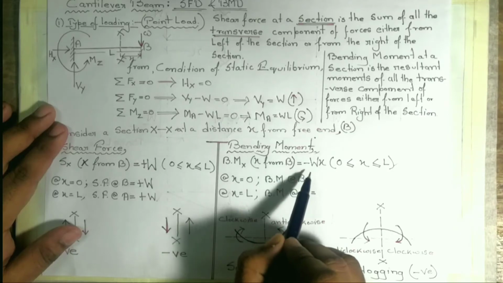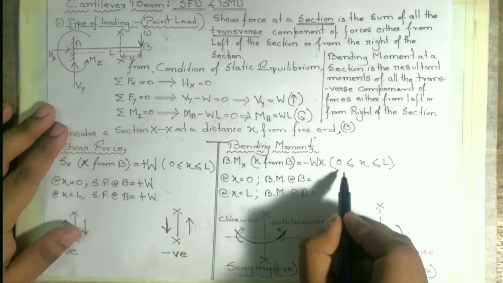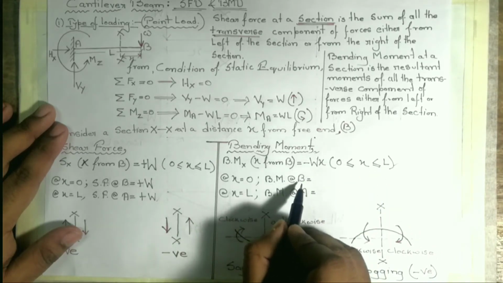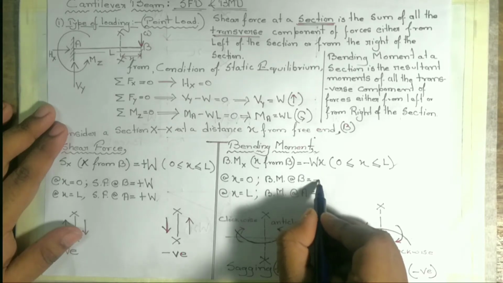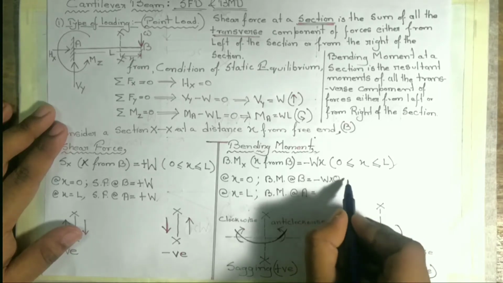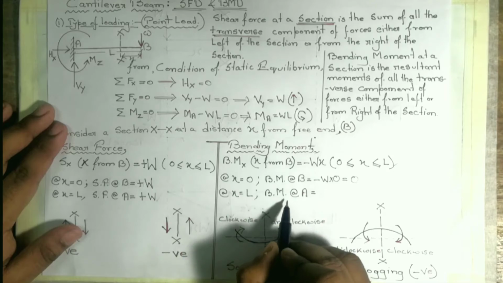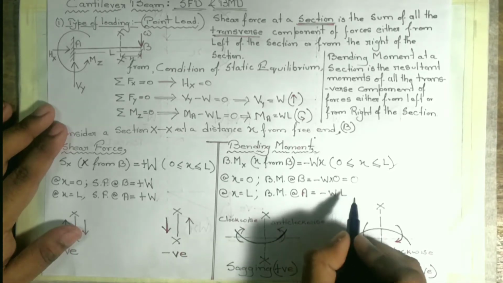Now it is clear to us that from this equation, x will vary from 0 to L. When x is 0, bending moment at B will be 0 because x is becoming 0. Therefore minus W, if we put the value of x, it becomes 0. Therefore it will be 0. At x equal to L, bending moment at A will be minus W into L.